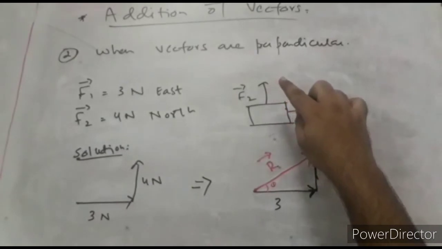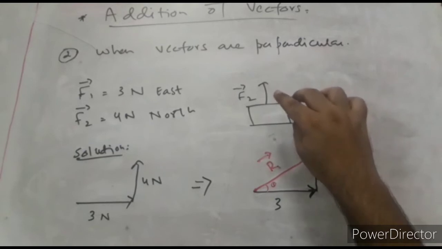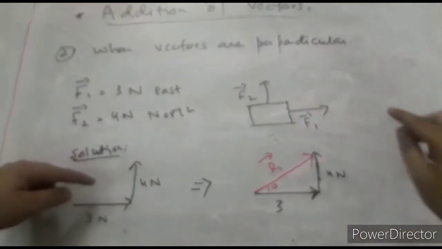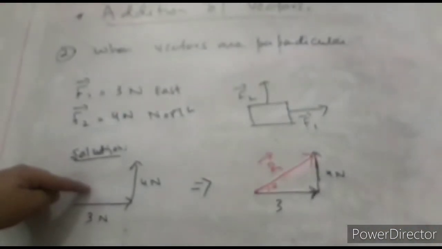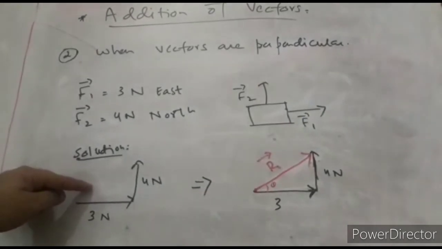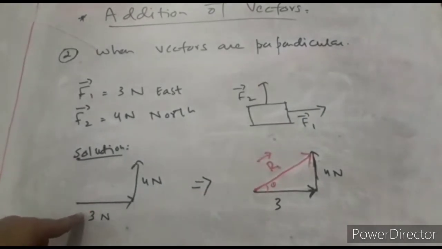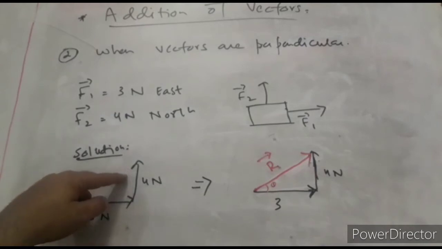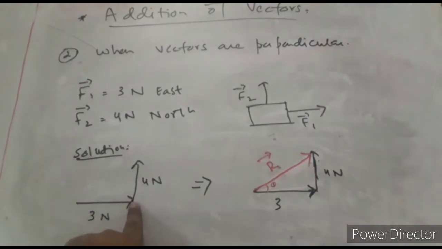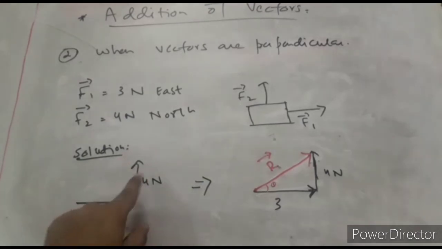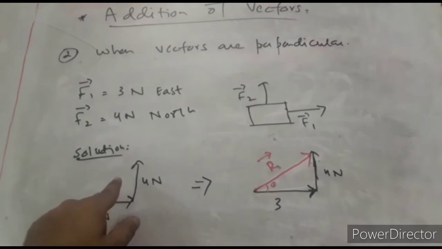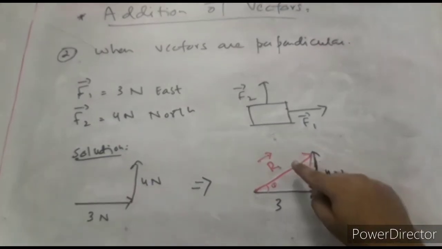Okay, so for finding the resultant, what we will do first, we will write these vectors like this, perpendicular to each other. First we write down the first vector F1 like this, then we draw the second vector on the head of the first vector, going straight up. Now we can see both these vectors are perpendicular to each other. And what will be the resultant vector? It is over here.